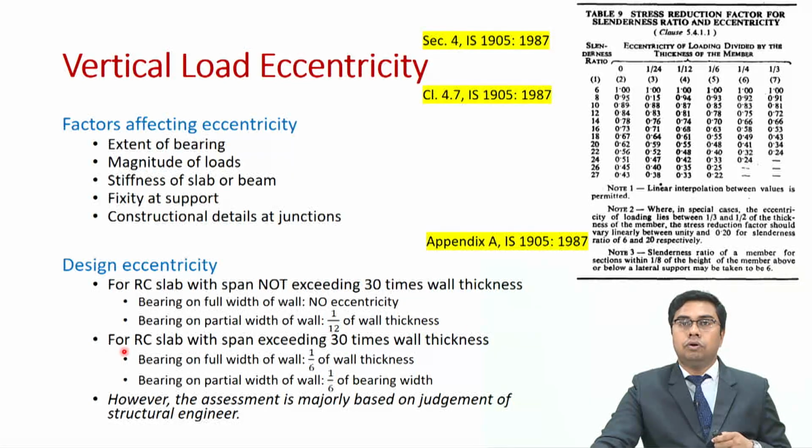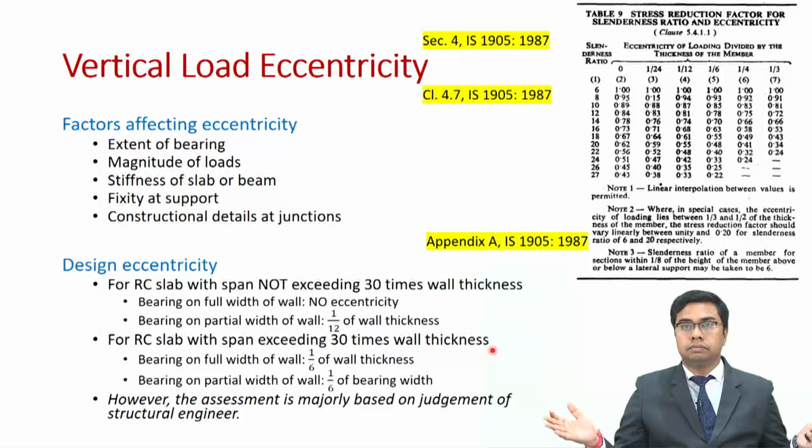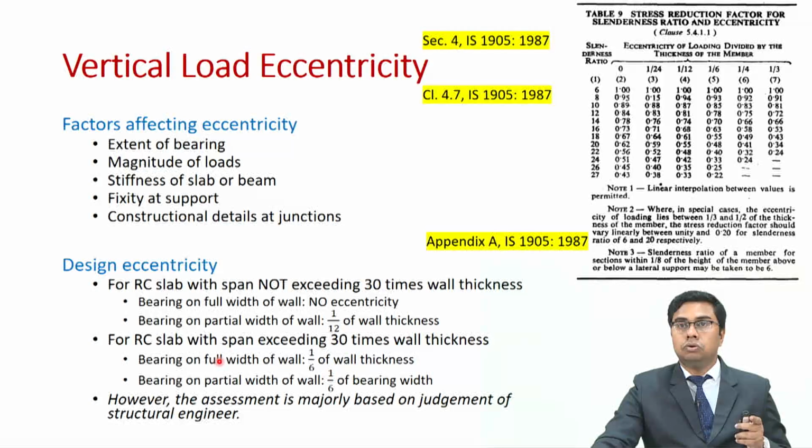Similarly, if your RC slab has a span exceeding 30 times wall thickness, which means it is a large span, and in that case your RC slab is bearing completely on the full width of the wall, still, due to the large span of the slab, you will be left with a design eccentricity of 1/6 of wall thickness. And if your bearing is not on the full width of the wall, that is, it is on the partial width of the wall, then it shall be 1/6 of the bearing width.